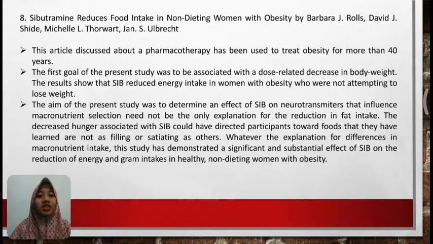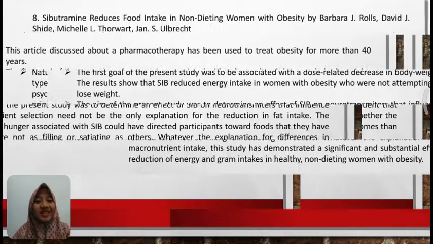The aim of the present study was to determine an effect of SIB on neurotransmitters that influence macronutrient selection needs, not be the only explanation for the reduction in fat intake. The decreased hunger associated with SIB could have directed participants toward food that they have learned are not as filling or satiating as others. Whatever the explanation for the difference in macronutrient intake, this study has demonstrated a significant and substantial effect of SIB on the reduction of energy and fat intakes in healthy, non-dieting women with obesity.